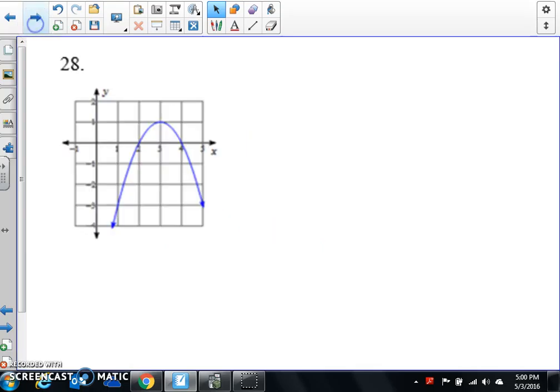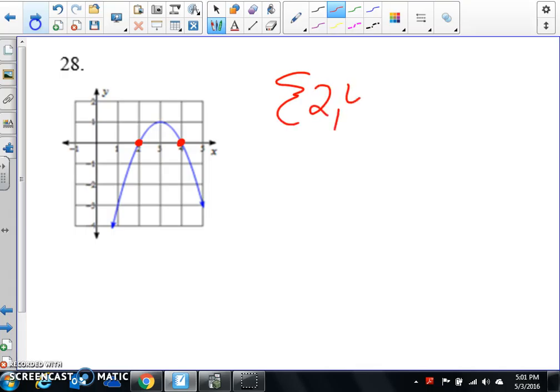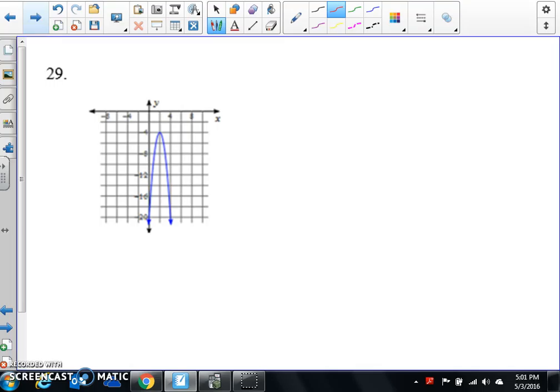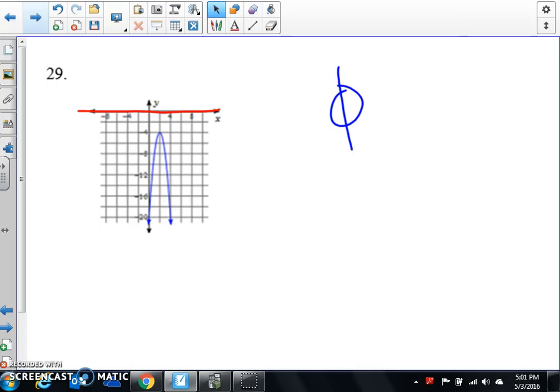All right, 8. All it says on here is list the roots for each function. So all I have to do is look at the x-intercepts here. So our roots are 2 and 4. Same thing, I'm looking for where it crosses the x-axis. This is our x-axis. It never crosses. Therefore, I have no solutions or no roots or no zeros. All right?